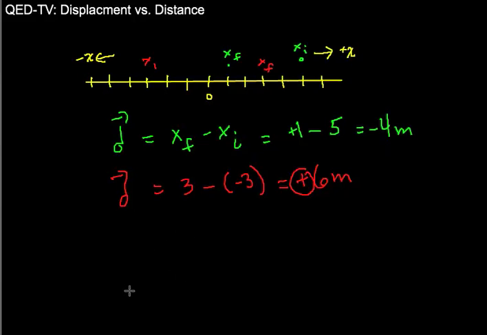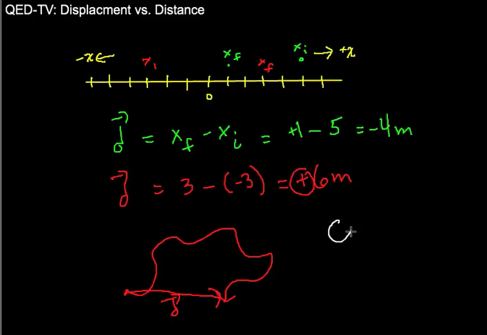So I could travel a big long distance like this. But if I want to find my actual displacement, I'm going to go from where I started to where I ended, and that will be my displacement vector. Even though I traveled a long distance, my displacement vector will be my starting position to my final position. So I hope that makes sense on displacement versus distance.